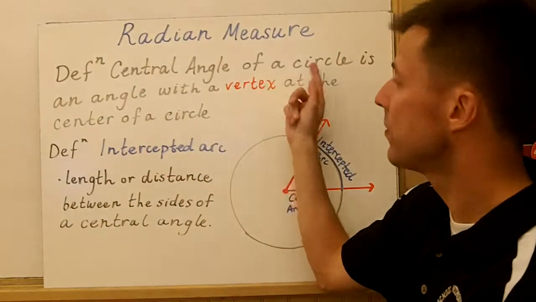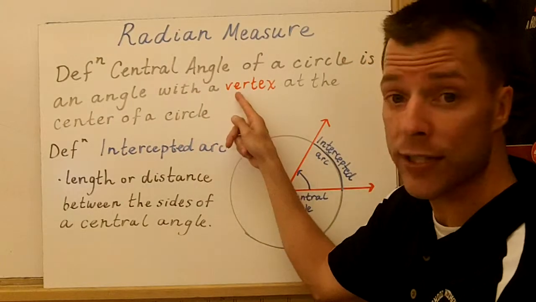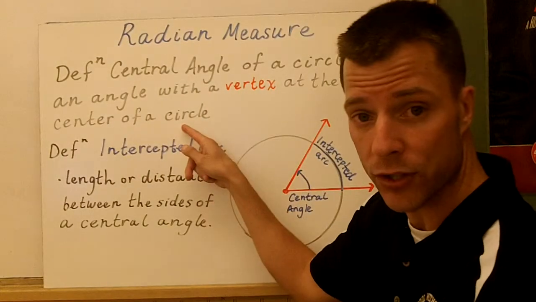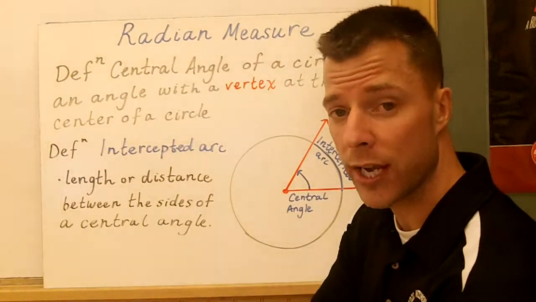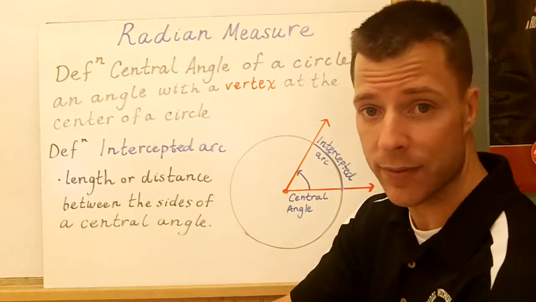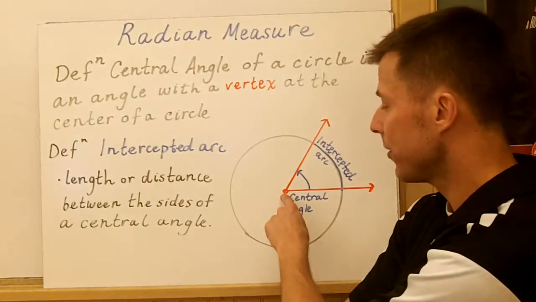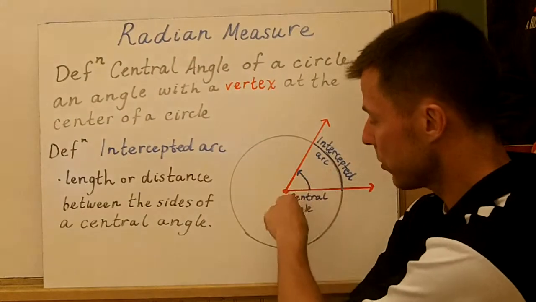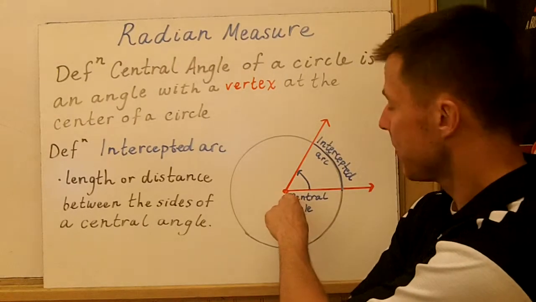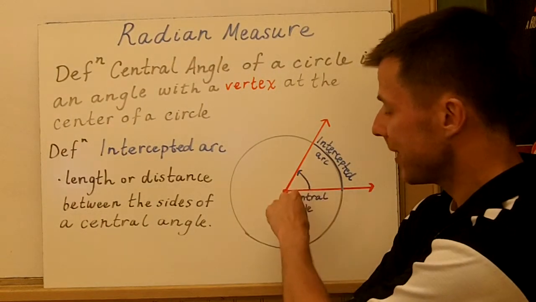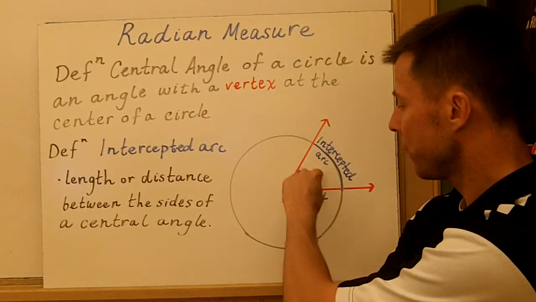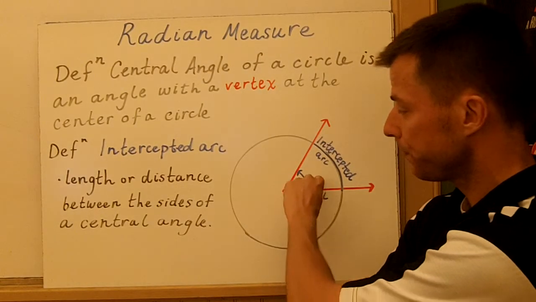A central angle of a circle is an angle with a vertex at the center of the circle. So we've learned to draw angles in standard position where the vertex had to be at the origin. Now we're going to talk about this central angle with respect to a circle. The central angle has the degree measure of the vertex at the center of the circle. So here's our degree. That's the central angle right here.